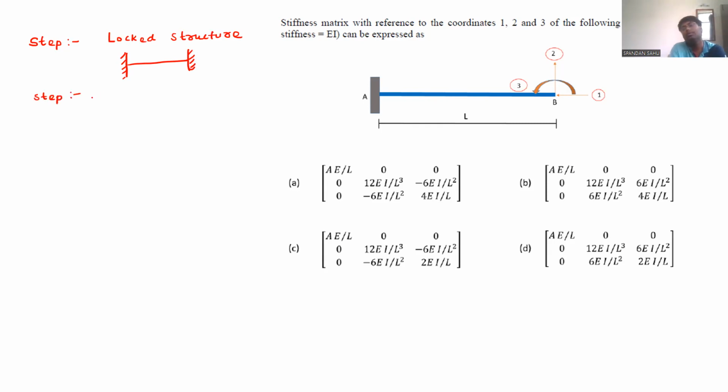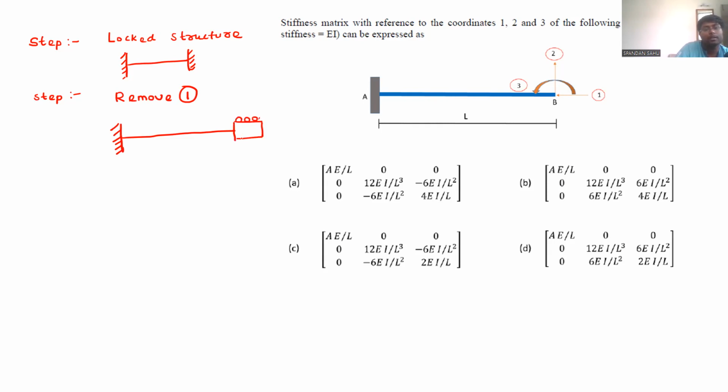But which coordinate can we remove first? Let us do it in ascending order only. First 1, then 2, then 3. Okay. Then first remove 1. So how will your structure look? One fixed and one with horizontal rollers.